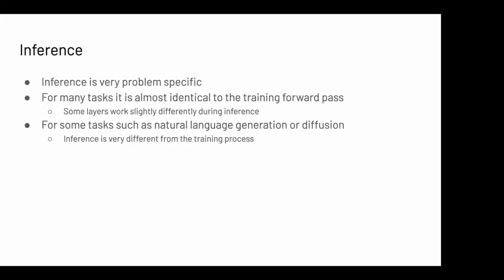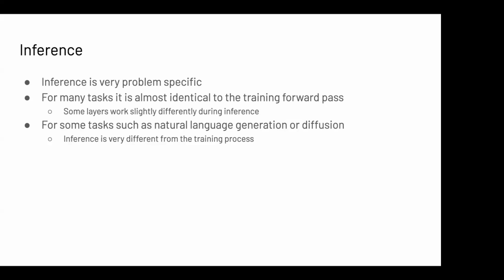As for inference, I don't have much to say here because inference is very problem specific. For many tasks, it's going to be almost identical to just computing the forward pass. There are certain modules and layers that work slightly differently during inference, such as dropout, and I think batch norm also.